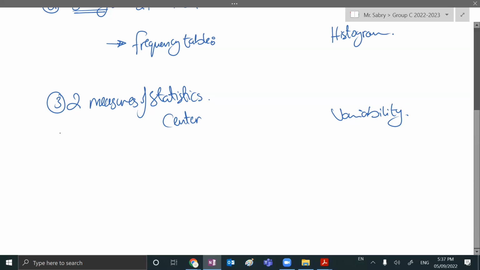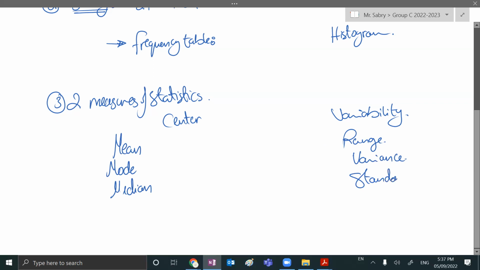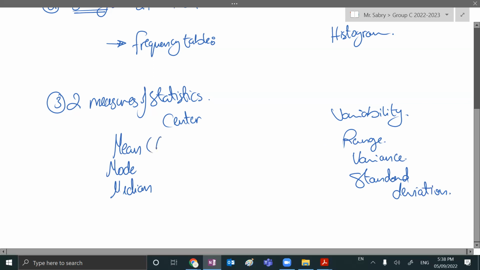What are the measures of center? There are 3 measures of center: mean, mode, and median. And what are the measures of variability? 3 as well: the range, variance, and standard deviation. The mean could also be called the average. It's called the arithmetic mean or the average.